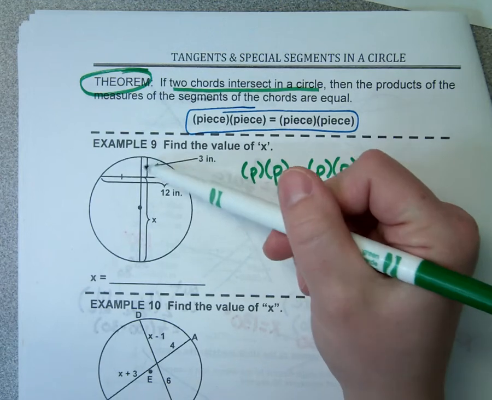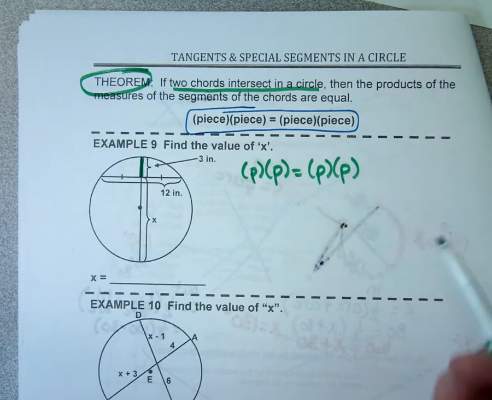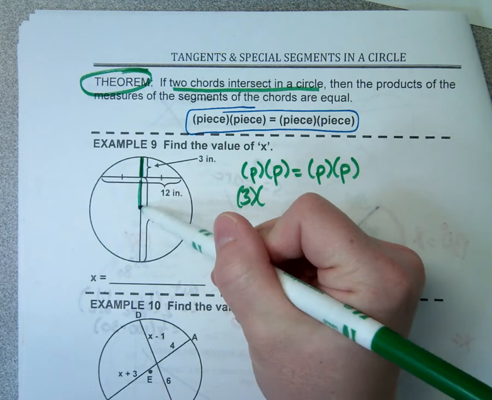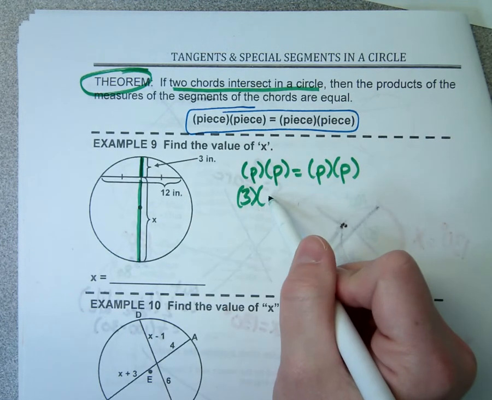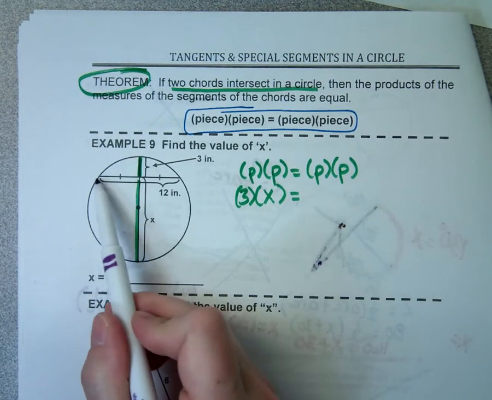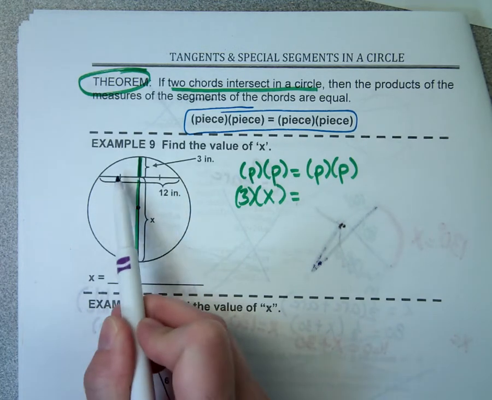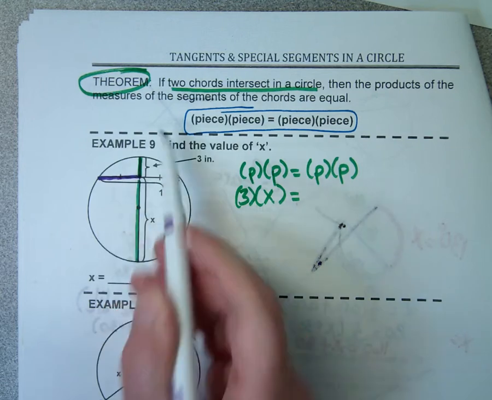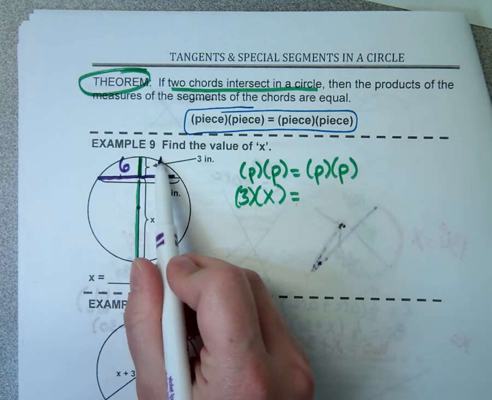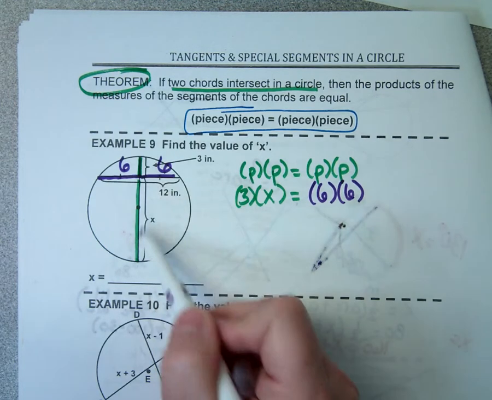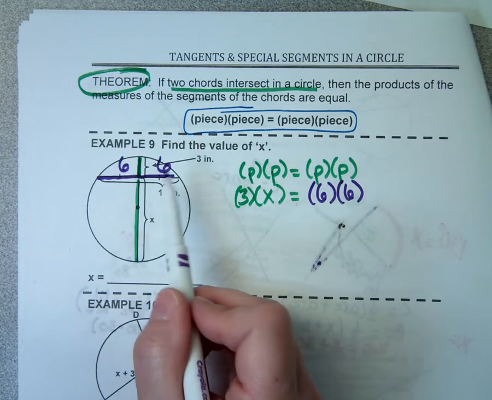So let's talk about this one's chord. What is this piece of the chord? 3. And I'm going to take that times this other piece. What's this other piece? X. Then looking at the other one, I know that this whole thing is 12, and those tick marks mean that each of those are the same. So what are each of these pieces? It would be 6 times 6. So piece times the other piece equals piece times the other piece.